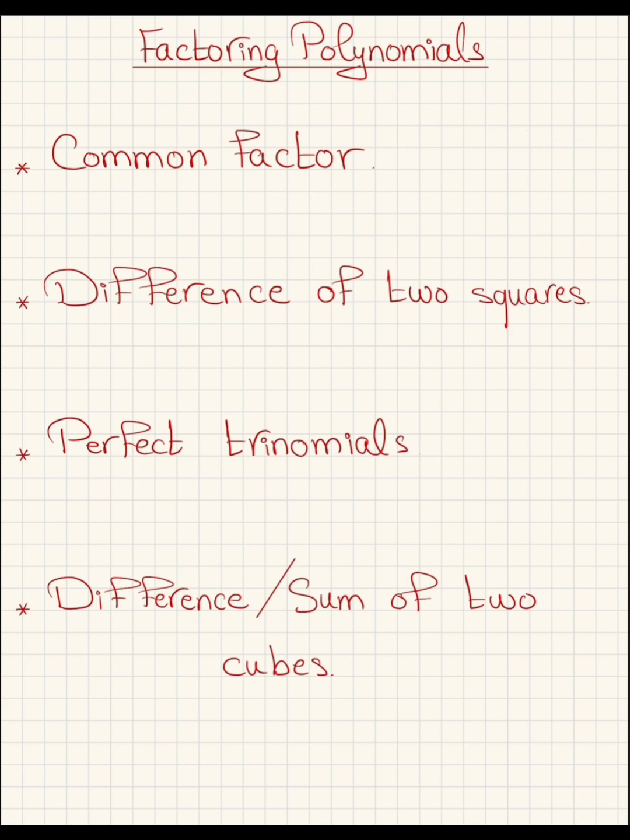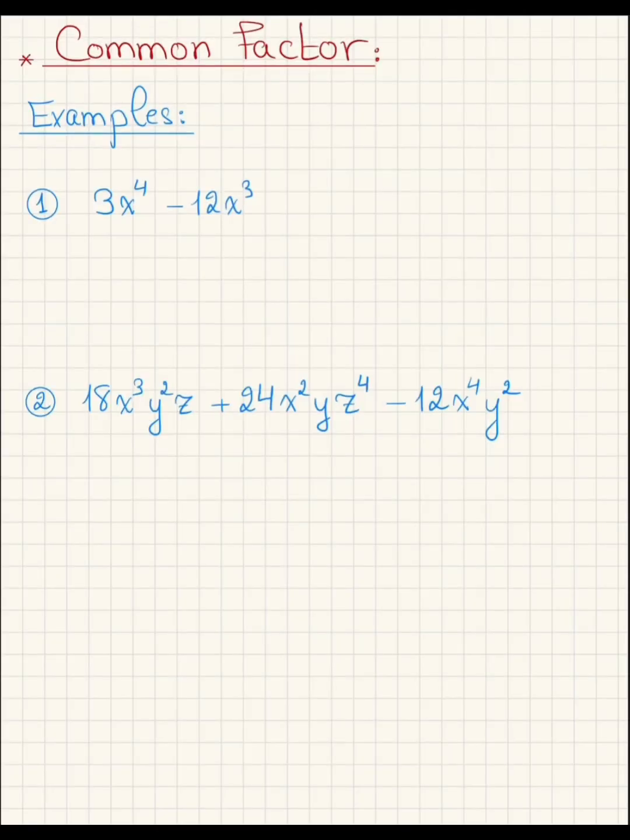I will talk in this video about these four cases, which are taking a common factor, difference of two squares, perfect trinomials, and the difference or sum of two cubes. Let us start with the first case, which is taking a common factor. It simply means that I have to take the greatest common divisor between the terms in an expression.